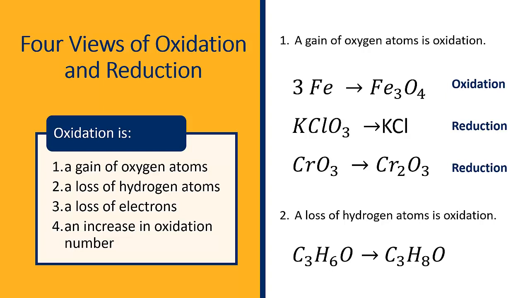The next definition simply says a loss of hydrogen atoms is oxidation. This is very similar. You look at the left side, you look at the right side, and you say, did I increase my hydrogens or did I decrease them? In this case, you go from 6 to 8, which means we increased our number of hydrogen atoms. If you lose hydrogen atoms, it's oxidation. We increased hydrogen, so therefore it is reduction.